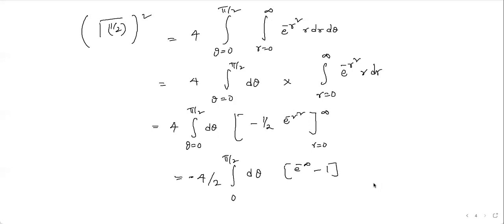Or which is equal to, after simplification, 2 times the integral from theta 0 to pi by 2 d theta, which is equal to pi, or gamma half is root pi. Okay, hence we have shown that.